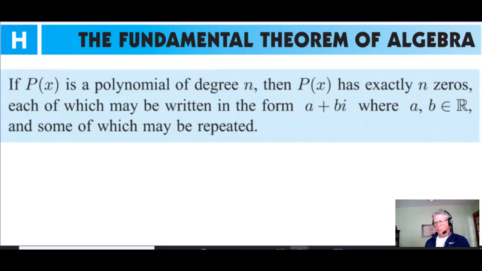It seems simple, so we're only going to look at it the simple way. If we get a polynomial of degree n, we should expect n zeros. They all can be written in terms of a plus bi, and they can be repeated. So if you have (x minus 2) cubed, that's saying that 2 is a root with a multiplicity of 3. So that's all there is to it.